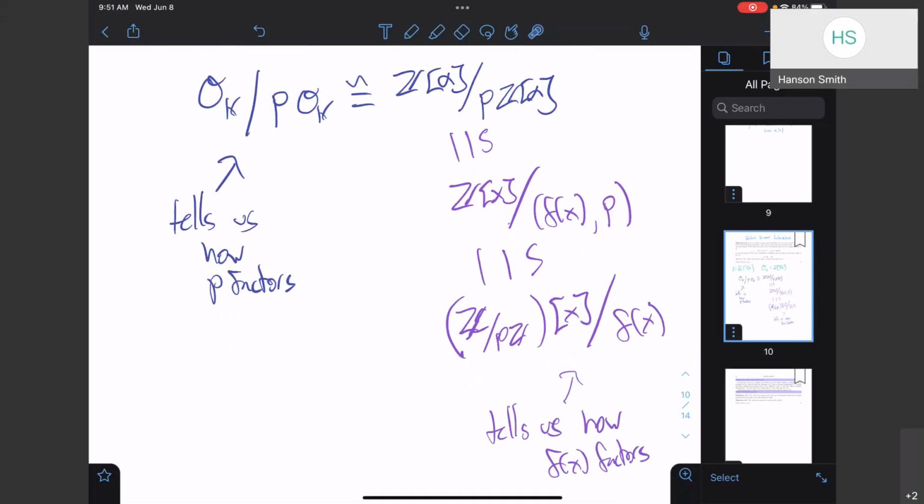Okay, well, we had a big chain of isomorphisms here, and on one side we have this tells us how p factors, and on the other side we have this tells us how f of x factors. So those factorizations are going to line up. And I mean, this was a hand-wavy proof sketch. I think Keith does this in about 2 pages, but of course Keith checks all the details and dots the i's and crosses the t's, which, as y'all know, is not my strong point.